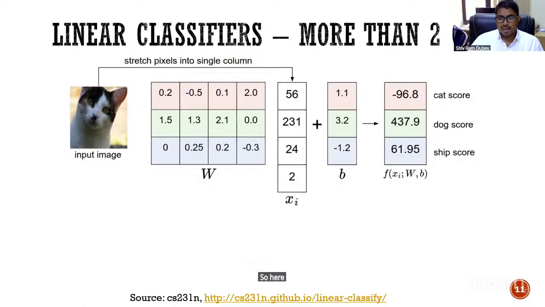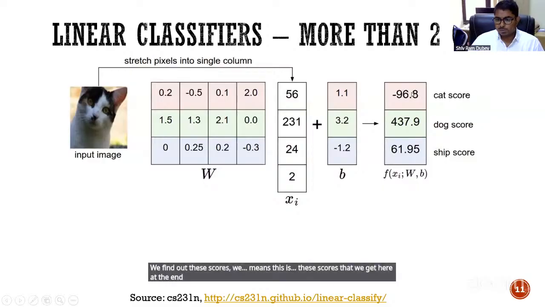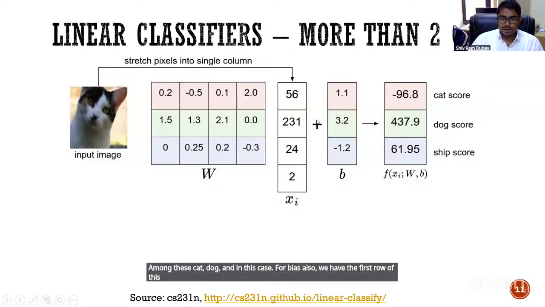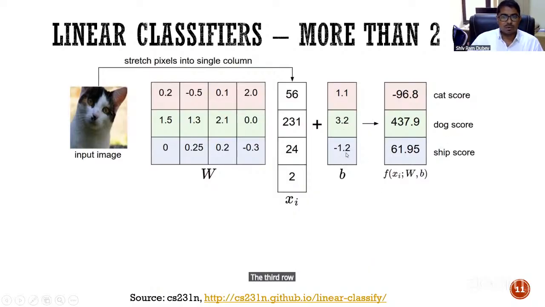Here we don't take the sign; rather, we find these scores. The scores that we get at the end are nothing but W dot x plus b. So we have dropped the sign term. We only compute W dot x plus b, and then we try to find for which particular category we get the highest class score. Then we assume that this input image belongs to the category for which we get the highest class score among cat, dog, and sheep in this case. For the bias also, the first row of B is for the cat category, the second row, which is 3.2 here, is for the dog category, and the third row, minus 1.2, is for the sheep category.